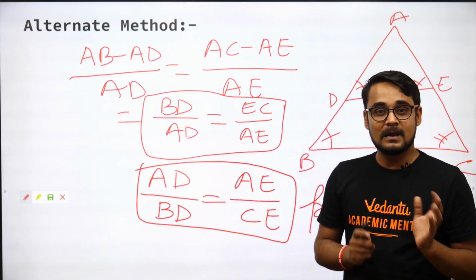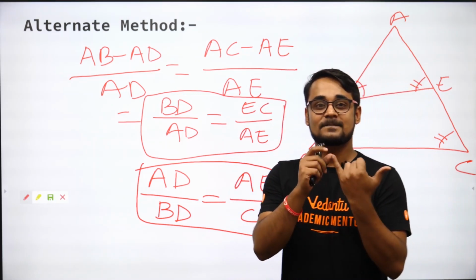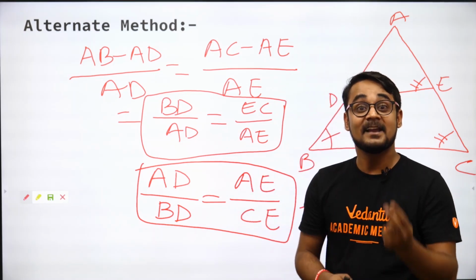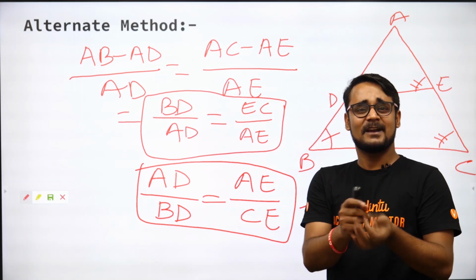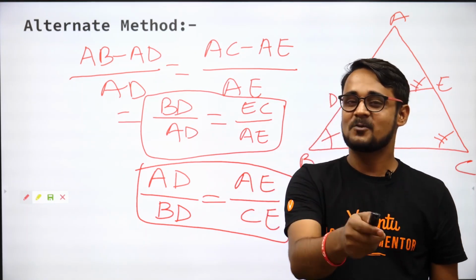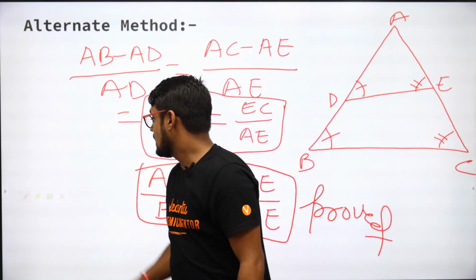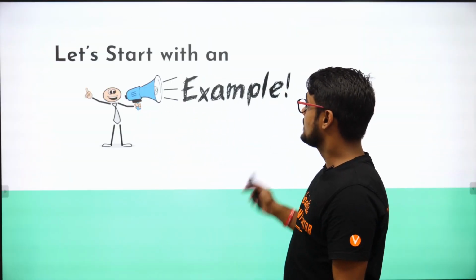So now we will move on. Now we have seen the practical application of BPT. We have seen how to prove BPT in 2 ways. One is the longest way and another is the shortcut. Now we are going to do an example. So let's move and let's do some example.